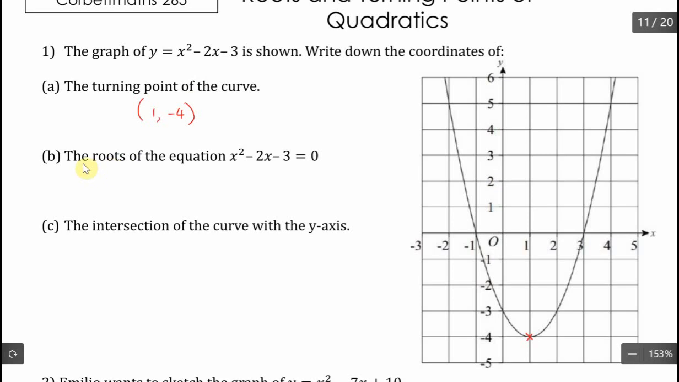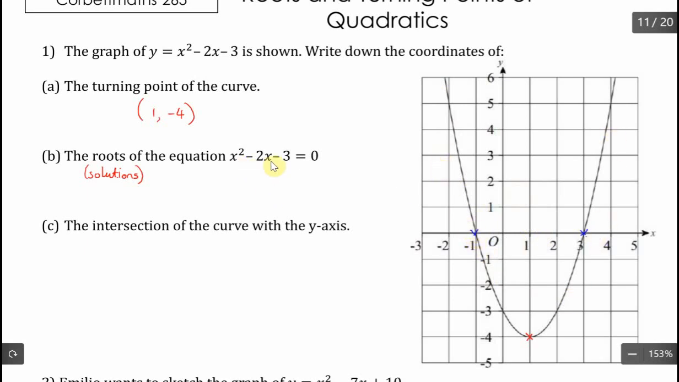Part B, find the coordinates of the roots of the equation. Now the roots of an equation could also be called the solutions of the equation. All that factorising we've done on the previous pages was to find the solutions of the equation, which tells us where the graph crosses the x-axis. So that's in two places for this graph. Sometimes quadratic graphs don't even cross the x-axis, sometimes they just touch the x-axis, which would give one solution. But this one crosses, so therefore there are two roots, two solutions.